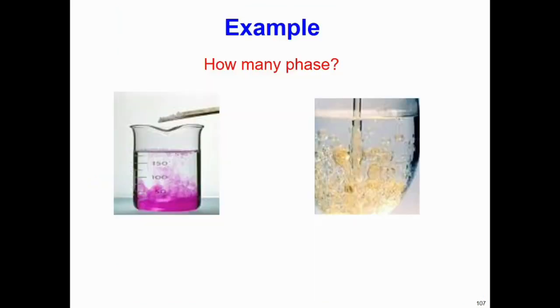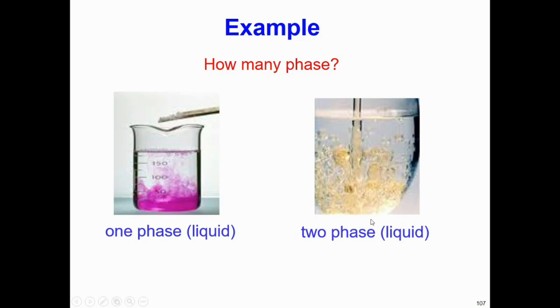Now let's look at this example. For the first one here, we have water and food coloring, where both liquids are miscible with each other. Therefore, this is a one-phase system where both substances in this beaker are in the form of liquid. But the second one here, both are liquid, but the liquids are not miscible with each other because we have oil and water. Therefore, this is a two-phase system. Heterogeneous means that the liquids are not miscible with each other.